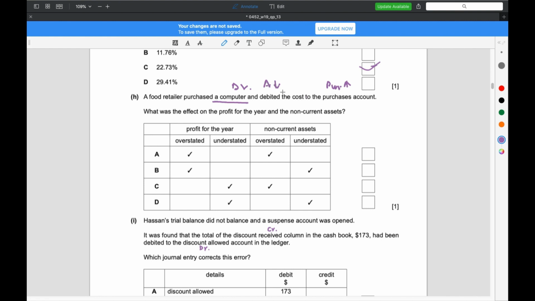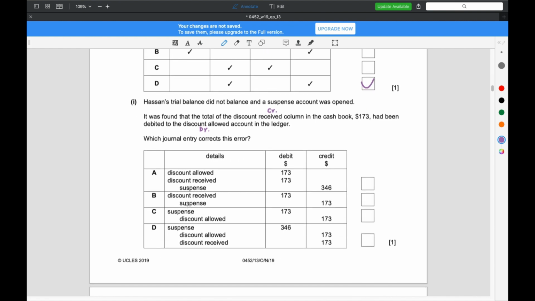So if the assets are understated, then obviously the assets section of the balance sheet will be understated. And if the purchases are overstated, then that means that the cost of sales will go up as well. If the cost of sales goes up, then the gross profit or the profit for the year is going to go down, because purchases is a debit value. It counts against your incomes, right? So that is going to decrease your profit. So understated profit, yes, and understated assets, yes. So your answer is going to be D.